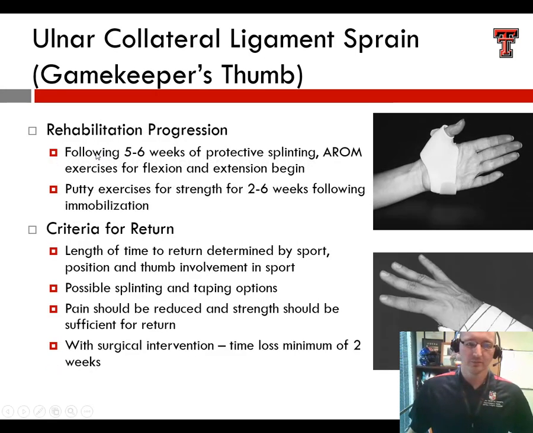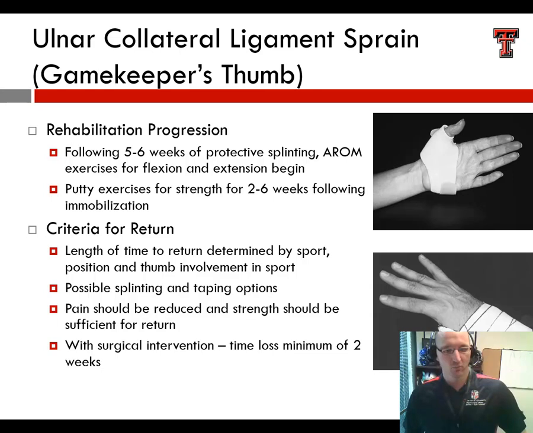Okay, so our rehab progression here would be 5 to 6 weeks of protective splinting. We start our active range of motion exercises, flexion and extension after that. Our putty exercises can begin. We want to be cautious about anything that involves excessive squeezing that's going to load that thumb up. The length of time for return to play really just depends on the sport. Okay, so there are a lot of taping and splinting options.